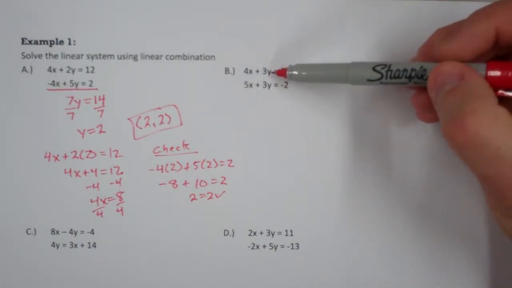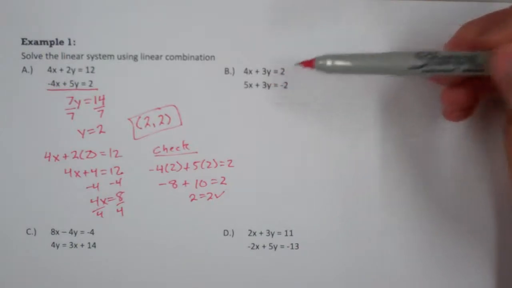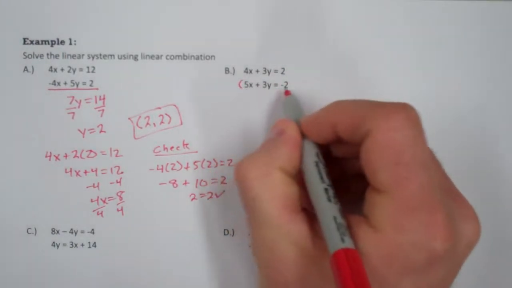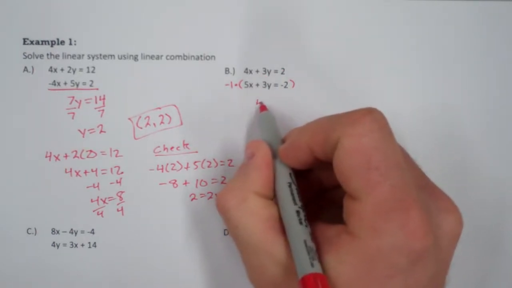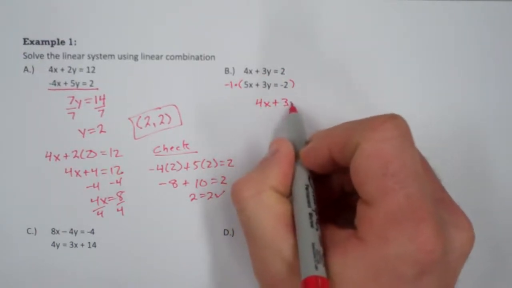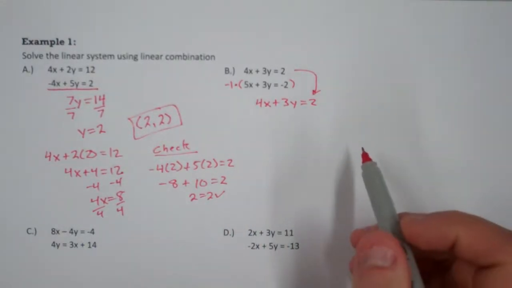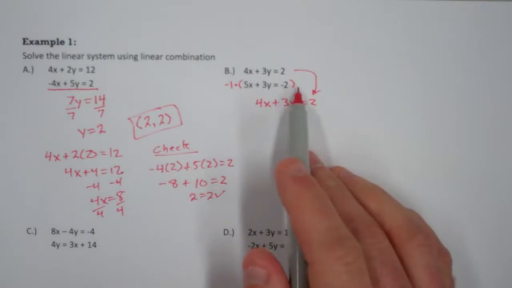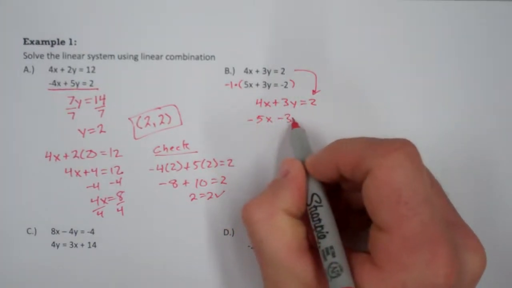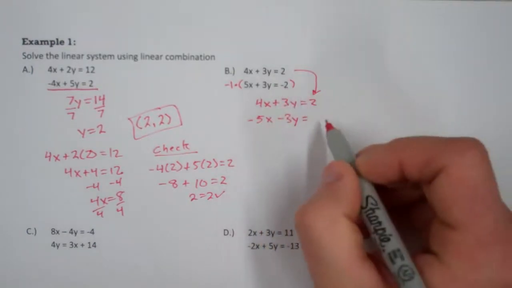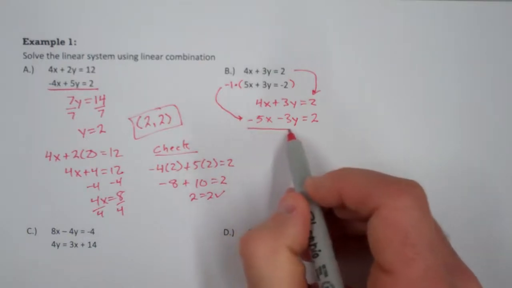But what I'm seeing right now is this 3y and this 3y. I just want one of them to be opposite, so I think I'm going to multiply this whole equation by negative 1. I'm going to write this first one down here. 4x plus 3y is equal to 2, so that's going to be this one. Same thing, we didn't do anything to it. Now we're going to multiply every term by negative 1 here. So that's negative 5x, negative 3y, and the opposite of negative 2, of course, is 2. So our adjusted equation will go right below.